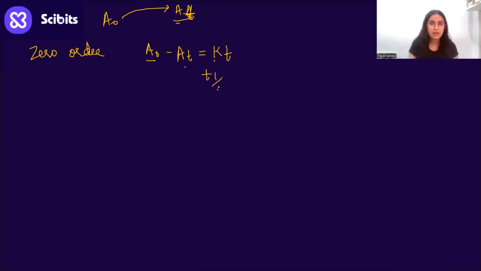If you have to find the half-life of a zero order reaction, then it is the initial concentration of A divided by 2K, where K is the rate constant. Okay. Now, what is the formula for the first order?